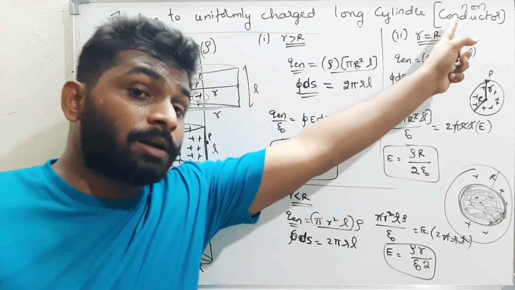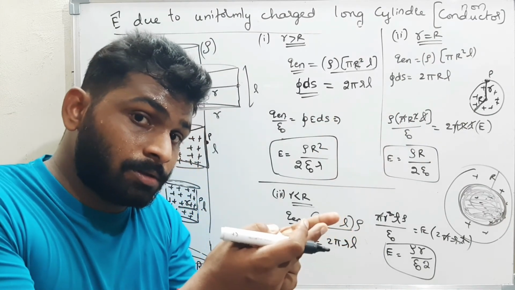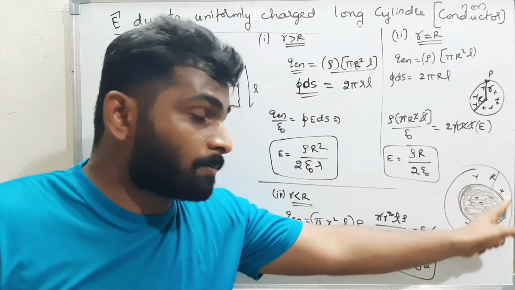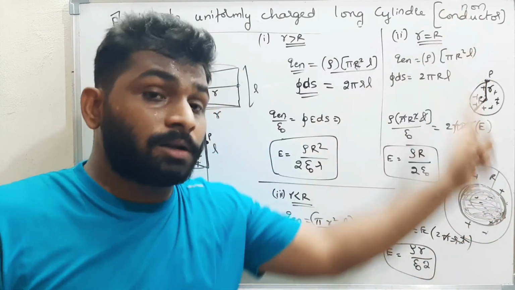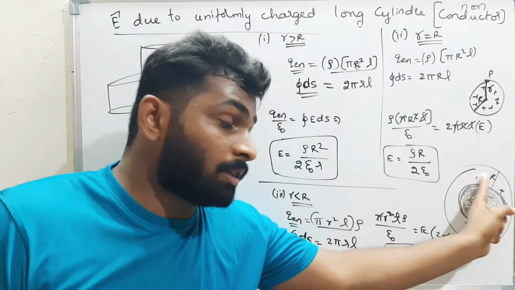If it is a conductor, the charge inside is 0. Therefore, wherever the point is, the electric field at the point is 0. But if it is a non-conductor, it means that throughout the cylinder the charge is spread.